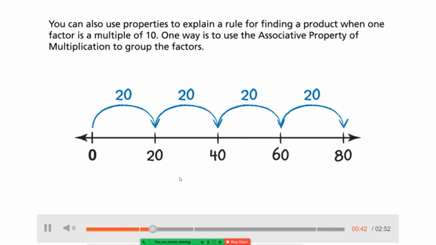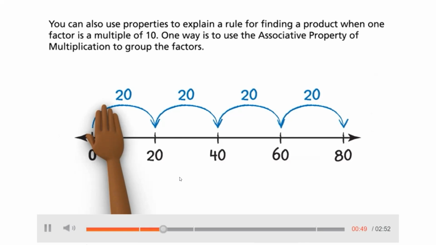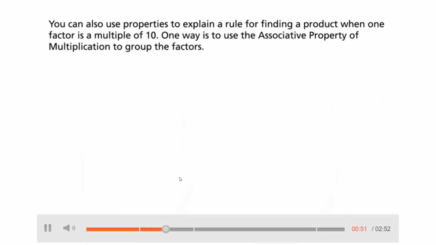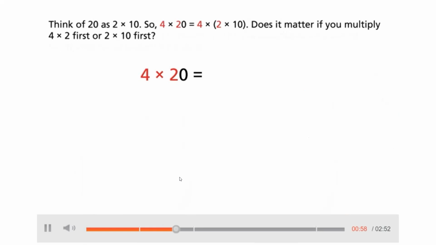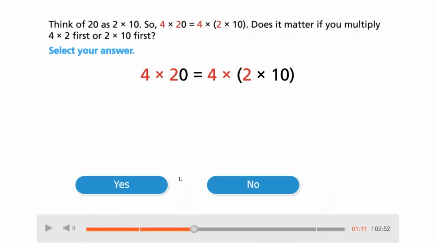You can also use properties to explain a rule for finding a product when one factor is a multiple of 10. One way is to use the associative property of multiplication to group the factors. Think of 20 as 2 times 10. So 4 times 20 equals 4 times the quantity 2 times 10. Does it matter if you multiply 4 times 2 first or 2 times 10 first? Select your answer.